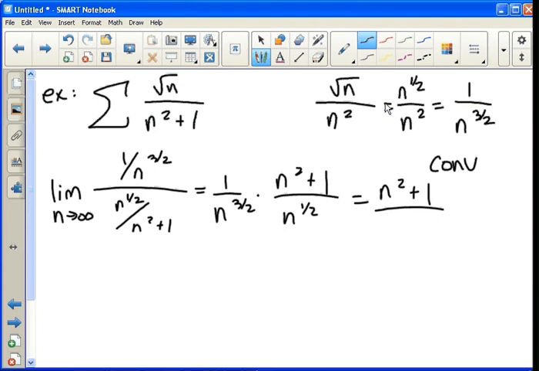If you notice, again, the powers are the same on the top and the bottom, so we just use the coefficients, and our answer is 1. 1 is in fact finite and positive. So that means they both do the same thing, so they both converge.